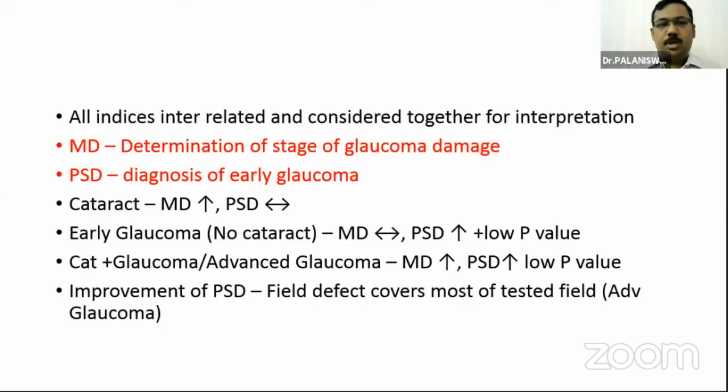What one needs to know is all these indices are interrelated and should be considered together for interpretation. Mean deviation helps us know the stage of glaucoma damage. Pattern deviation helps in the diagnosis of early glaucoma. In case the field defect covers the entire field, there is a reversal of the PSD. The PSD can again start coming back to normal, that is, to the low values.